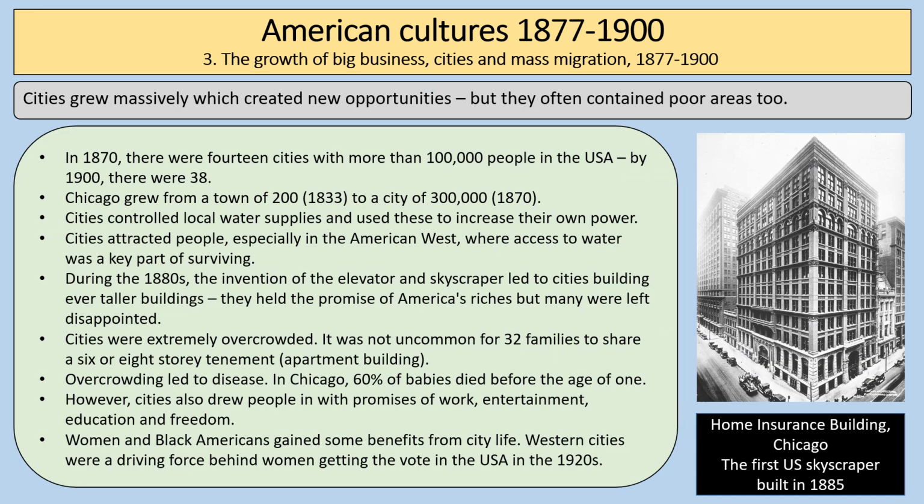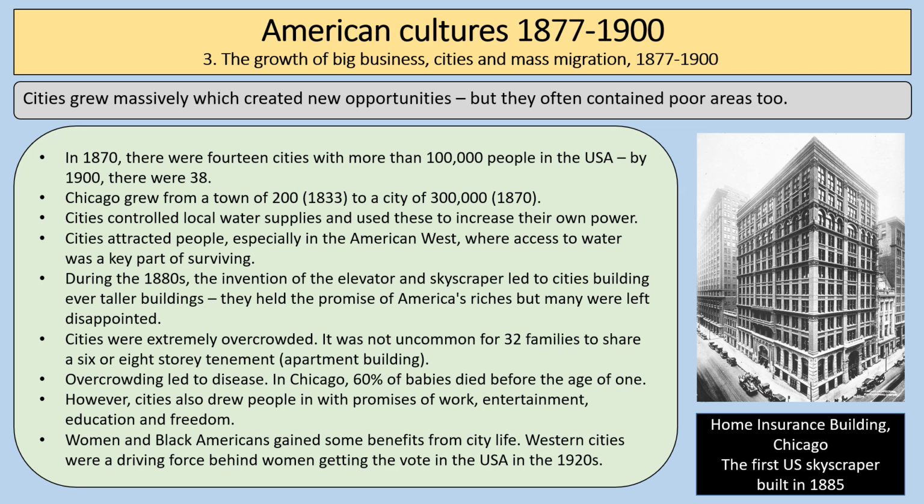So in 1870 there were 14 cities with more than 100,000 people in the USA, but by 1900 there were 38. Chicago grew from a town of 200 to a city of 300,000. By 1870, cities controlled local water supplies and used these to increase their own power. Cities attracted people, especially in the American West, where access to water was a key part of surviving. Now, during the 1880s, the invention of the elevator and the skyscraper led to cities building even taller buildings. They held the promise of America's riches, but many were left disappointed.